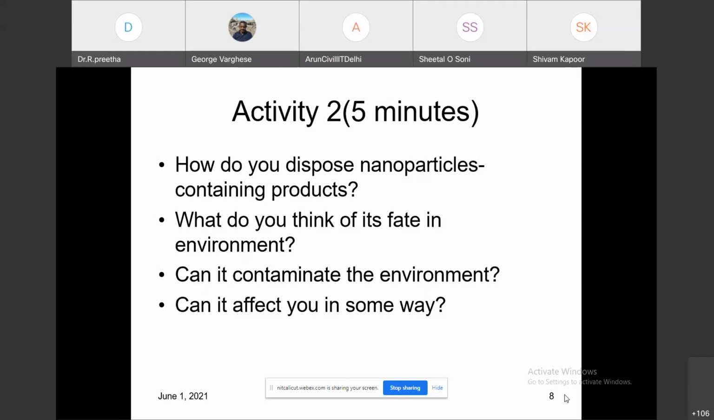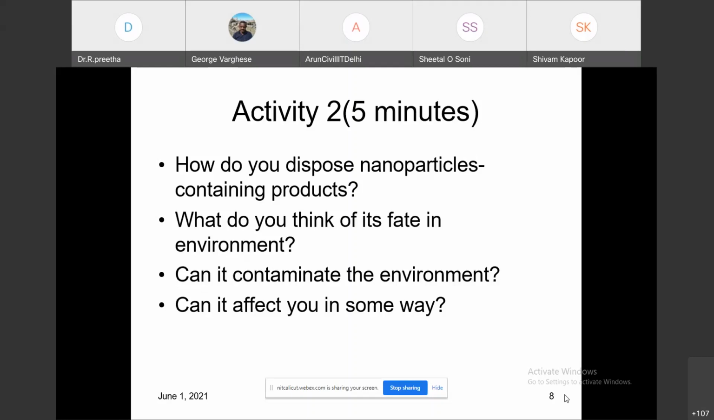In nature also it is present, but if we are engineering this particle and pushing it into an ecosystem, then it will become a different scenario. There may be accumulation problems, especially bioaccumulation problems. Not many studies are done, but there are reports of bioaccumulation and biomagnification for metallo particles.